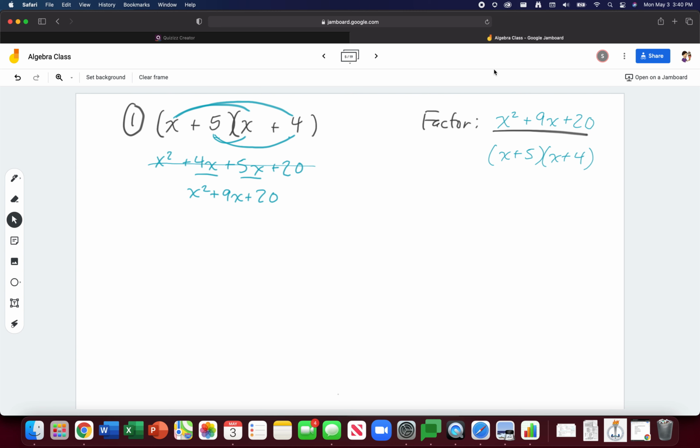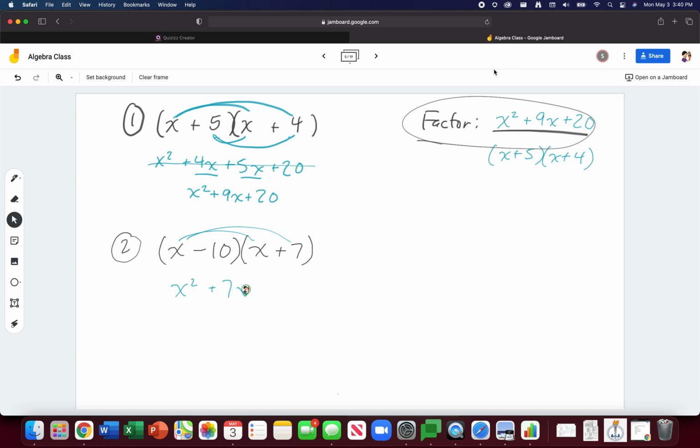Okay, and this time, again, I want my question to end up looking like this. So I'm going to choose 2 numbers, and this time I'm going to be tricky. I'm going to choose 1 negative and 1 positive number. Okay, so let me go ahead and multiply to figure out what this will be. This will be plus 7x minus 10x minus 70, right? I'm going to combine like terms, and I get probably what you expected me to get, right?